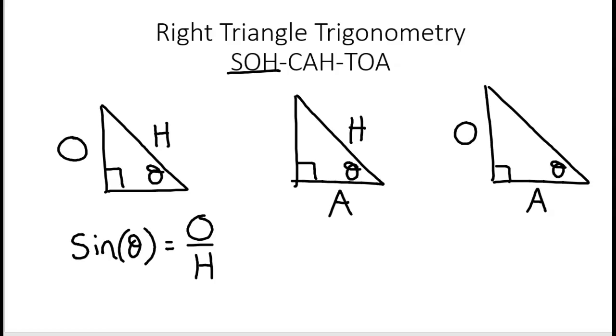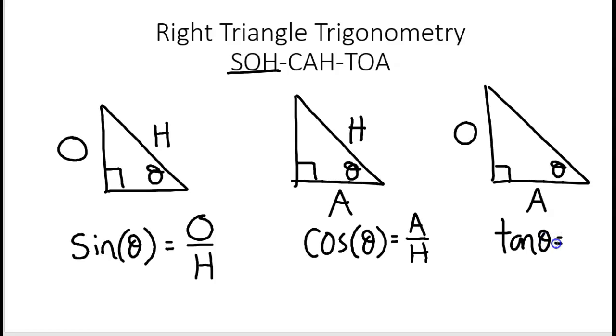If you ever have a right triangle where you're dealing with the adjacent and the hypotenuse, that's cosine. It's adjacent over hypotenuse. And then finally, if you're ever dealing with a triangle where you're dealing with tangents, it's going to be opposite over adjacent. And a way to remember that is with this little mnemonic up here. Sine is opposite over hypotenuse, cosine is adjacent over hypotenuse, and so on.